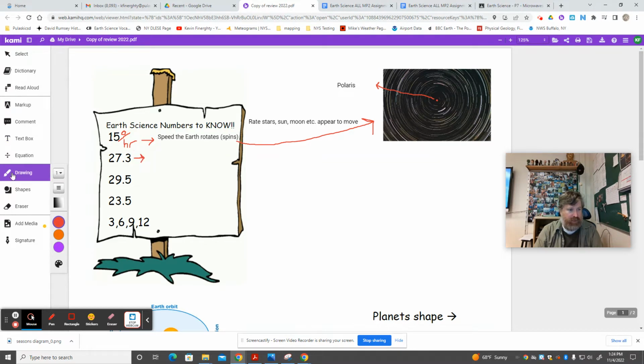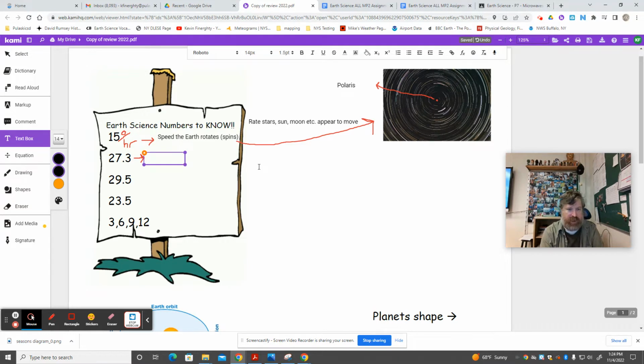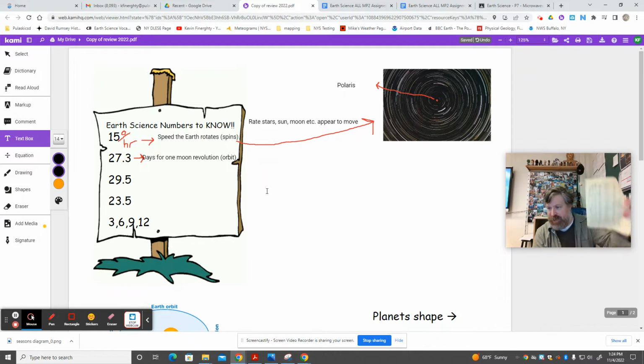So why did I put it on here? Well, why not, I suppose. So this is the days for one moon revolution or orbit. That, again, you can get on the ESRT. That is already printed on the back page of the test. That page, right down there, it says 27.3 days. Also, 27.3 days for it to spin once, which is why we see the same face the whole time.